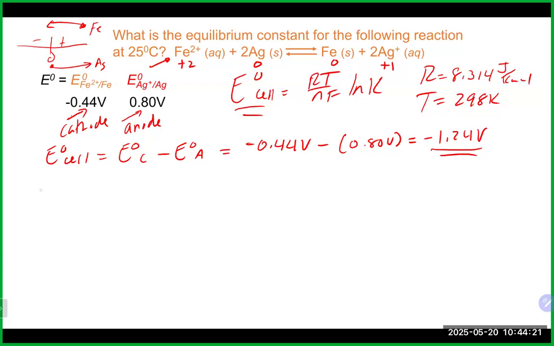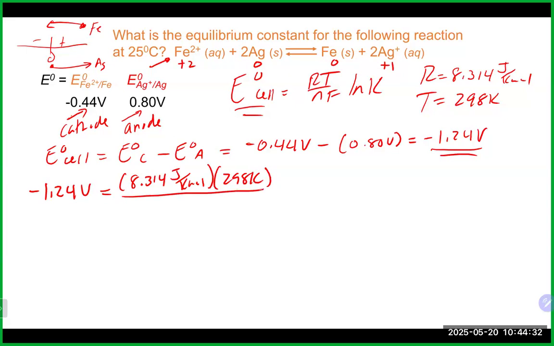So if we pop our numbers in here, negative 1.24 volts equals our R, 8.314 joules per Kelvin per mole, our 298 temperature, divided by N. N in this case is 2. I know that because that is a +2 that goes to 0, so that is a +2 change. And the silver will be a +1 change, but there's 2 of them, which also means it's 2 electrons total being lost in this case. So N is 2.